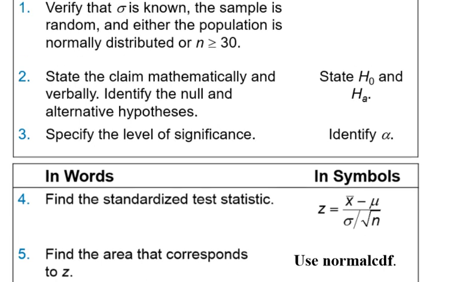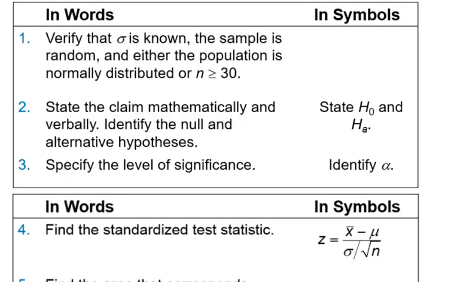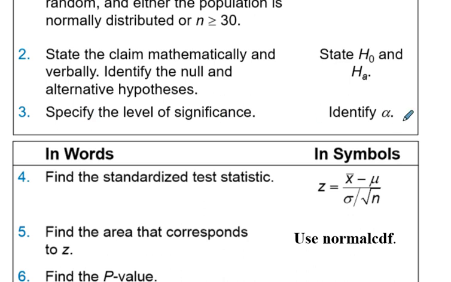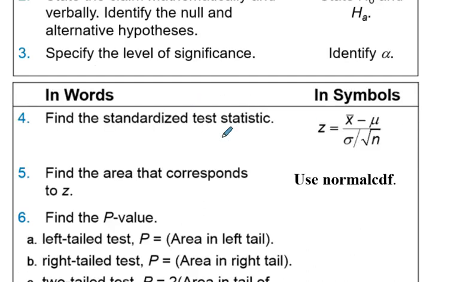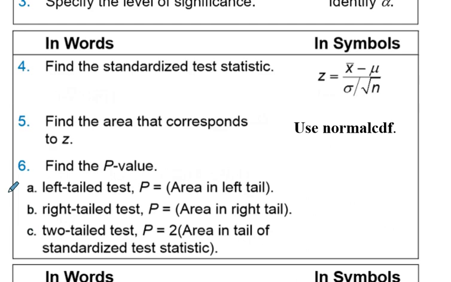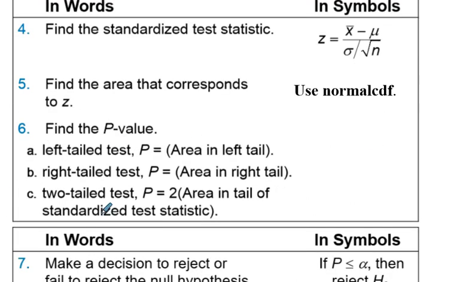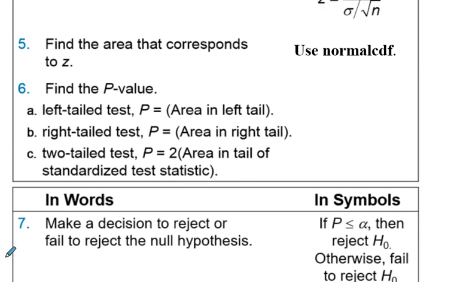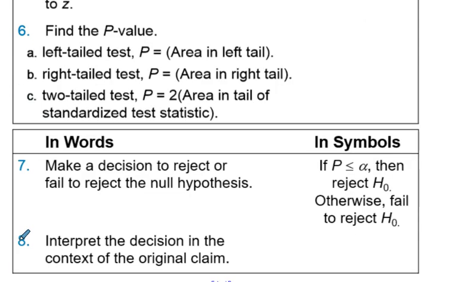The first one is verify that we can run this test, develop our hypotheses, specify the level of significance before we run our test, find our test statistic, our z-score, find the area or probability corresponding to that z-score based on what type of test that we are running, left-tailed, right-tailed, or two-tailed, compare that to the confidence level, and then determine if we are going to be rejecting the null or failing to reject the null.